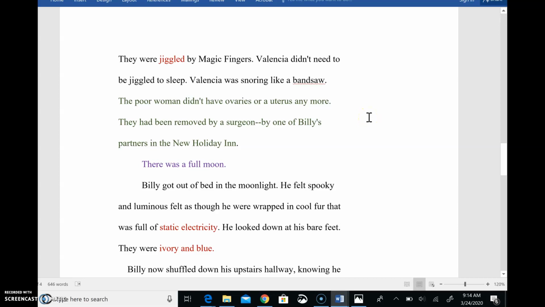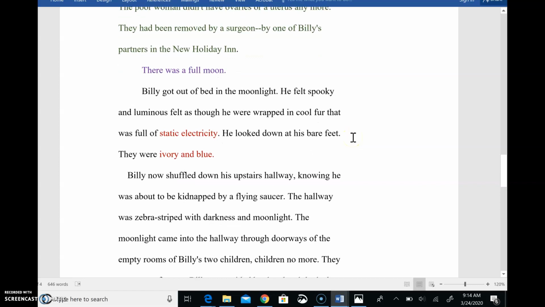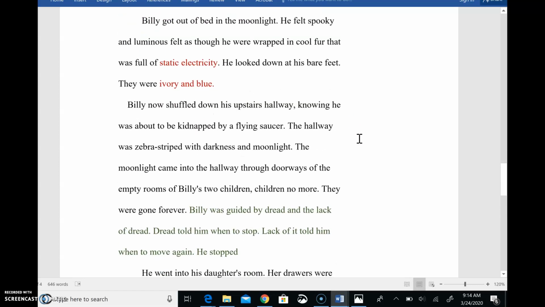The poor woman didn't have ovaries or a uterus anymore. They had been removed by a surgeon, by one of Billy's partners in the new Holiday Inn. There was a full moon. Billy got out of bed in the moonlight. He felt spooky and luminous, felt as though he were trapped in cool fur that was full of static electricity. He looked down at his bare feet. They were ivory and blue. Billy now shuffled down his upstairs hallway, knowing that he was about to be kidnapped by a flying saucer.